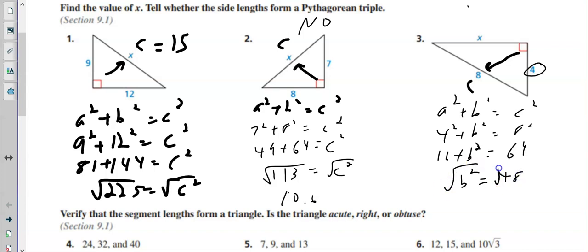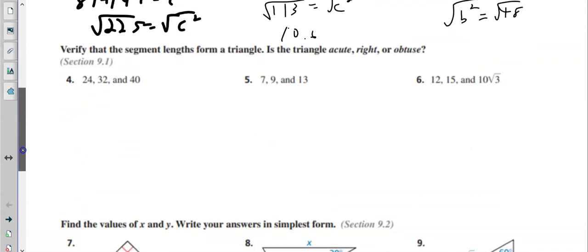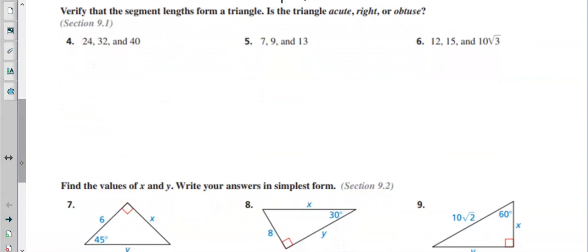Square root both sides. You do not get a perfect square. So this one is also no. That would be a decimal. If you think about it, 49 is a perfect square, which would be 7. So this would end up being 6 point, like 9. So that's a no.